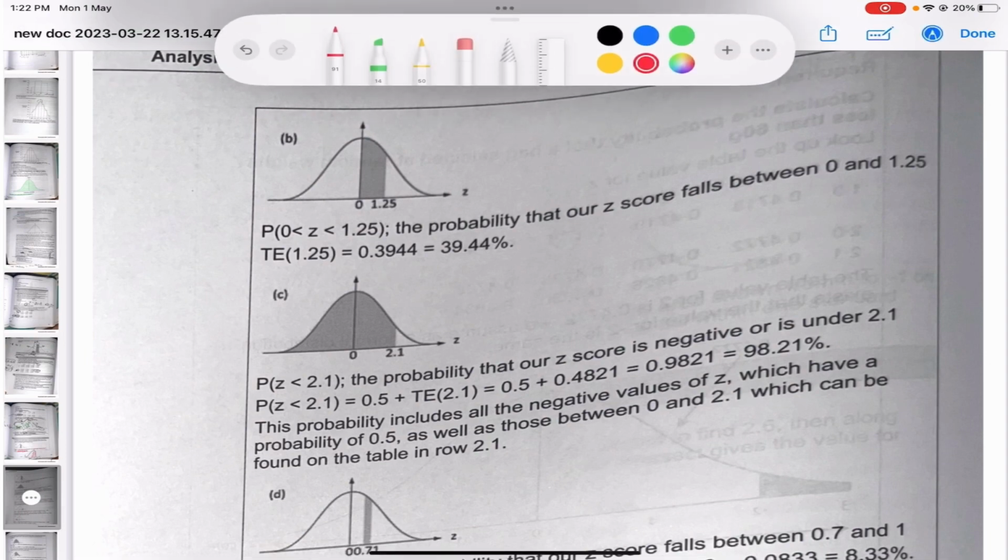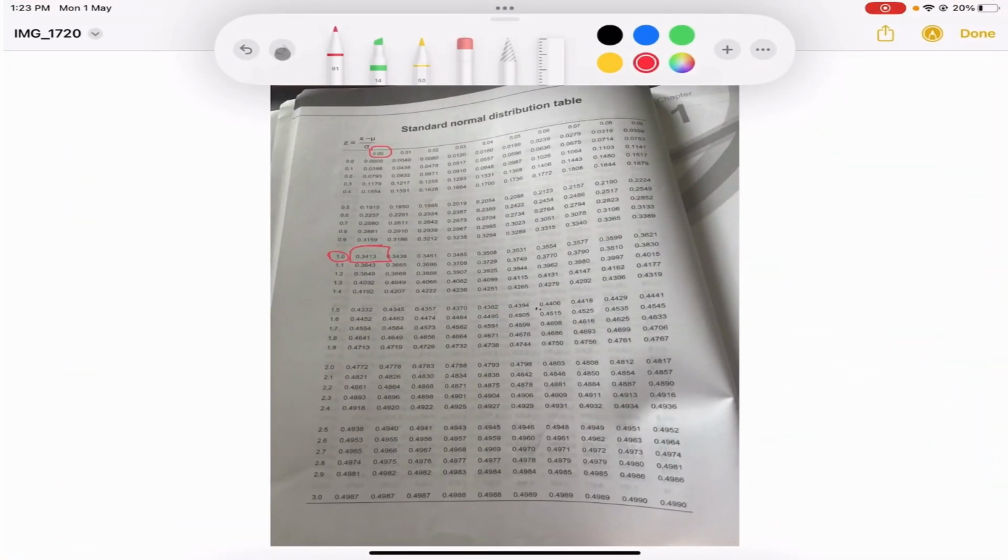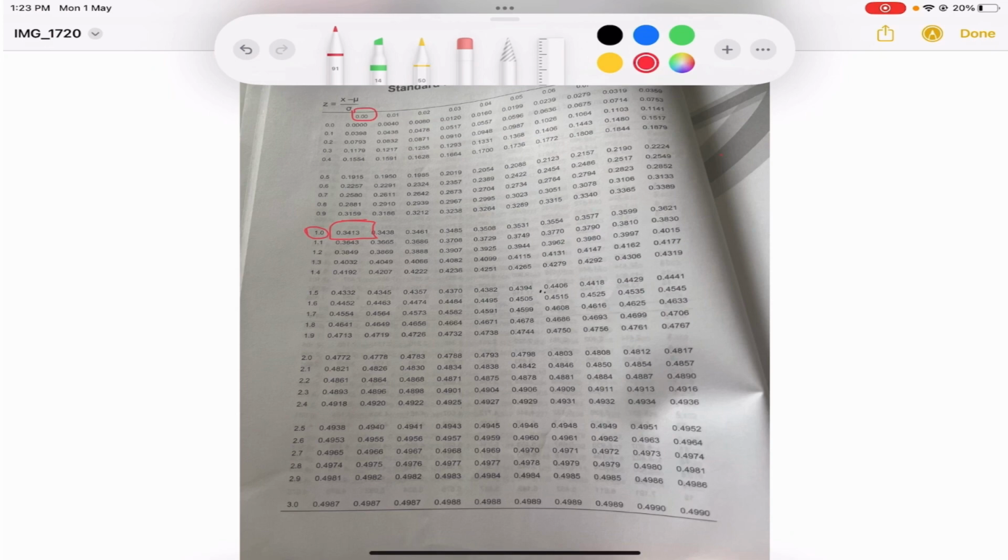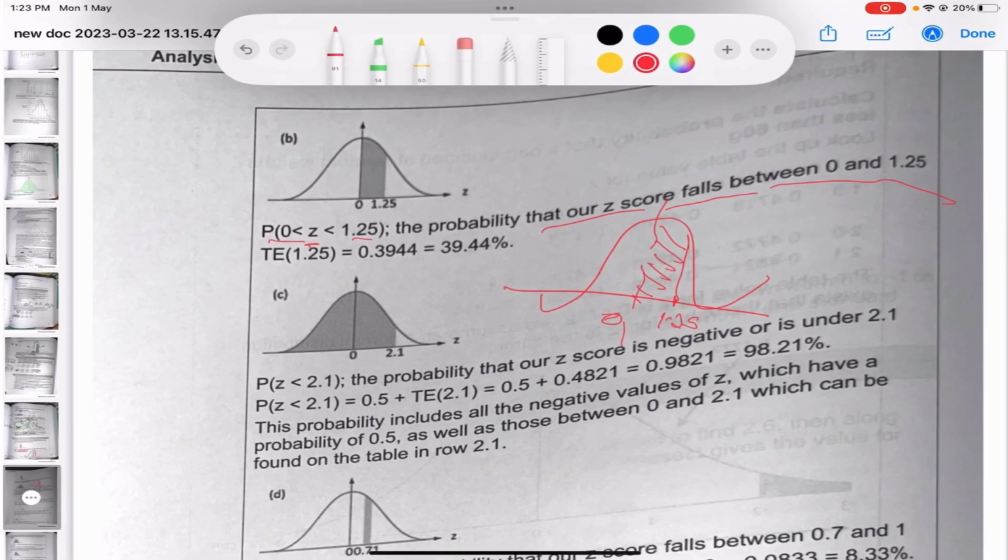Alright, my value of z is between 0 and 1.25. Again, symmetrical 0. This is my 1.25. This is my shaded region. Z score falls between 0 and 1.25. Alright, go to my table again. Check 0 and 1.25. 0 and 1.2. Here 0, 1.2. 0.3849. So that is going to be 0.3849.